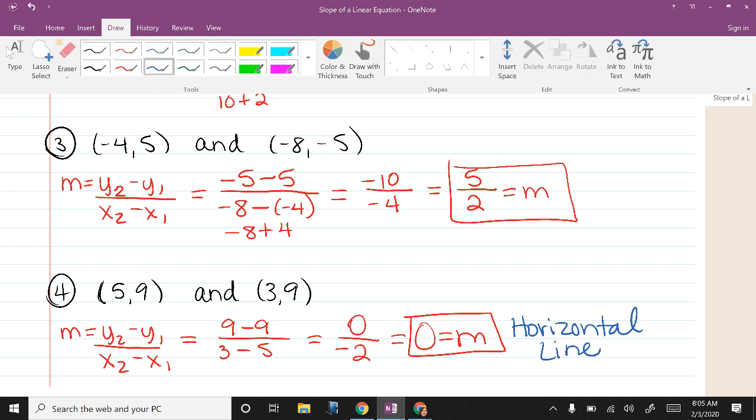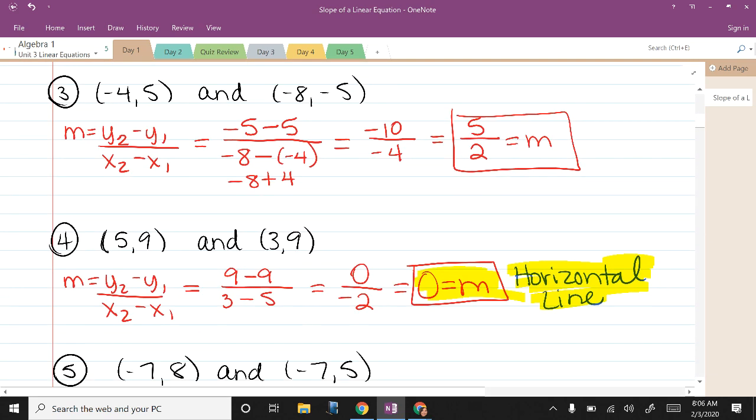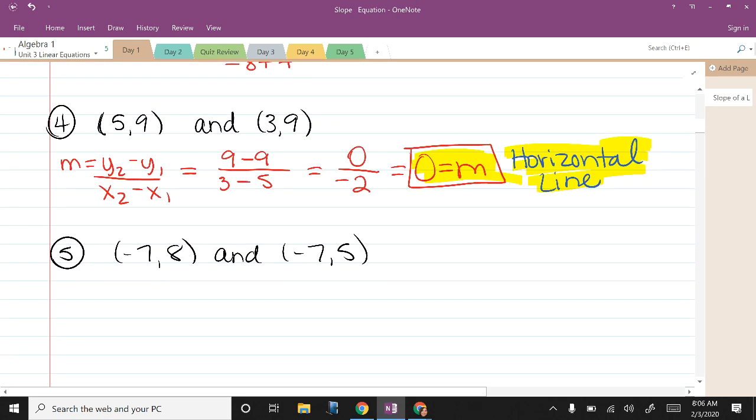Now, I am going to highlight this. When the slope is 0, the line is horizontal. What if your x is what? Okay, I'm about to show you now. Good thinking. Like this one, Cooper? Yeah, I read your mind. That's what it is.